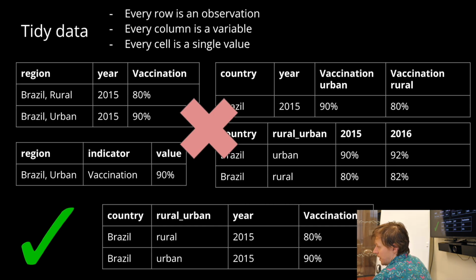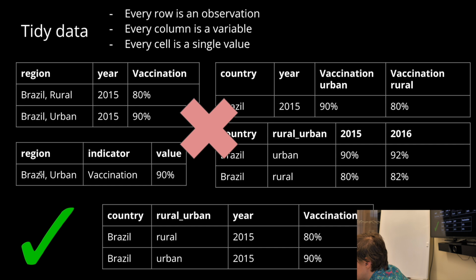All right? And some of the examples when that requirement is broken: do you see how Brazil, urban, rural, this one has 2015, 2016 in columns. So there you have multiple observations in a row. You're not supposed to have that. Here you have vaccination urban, vaccination rural. Here every column has multiple things going on in there. So every column is not a variable here. Also, it's like two observations in a row again.